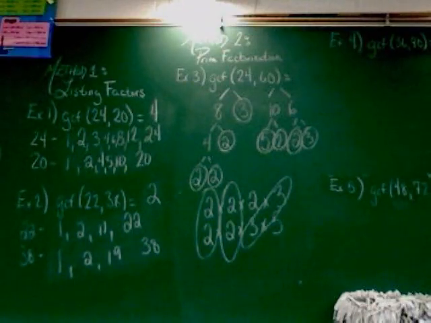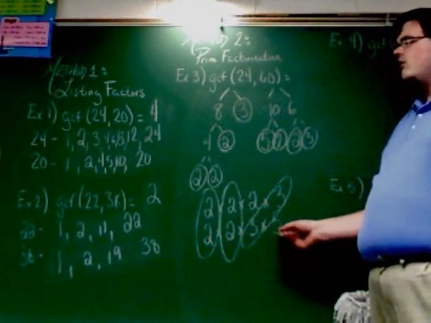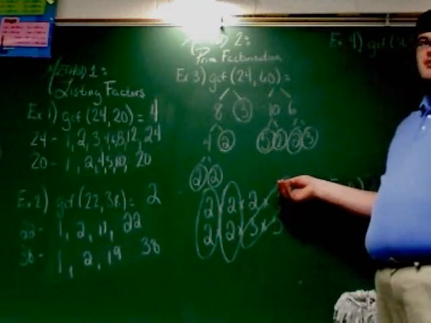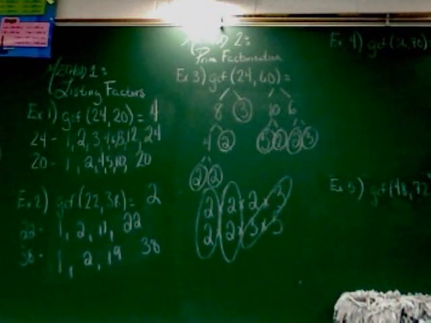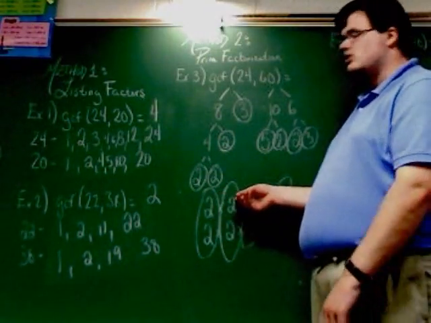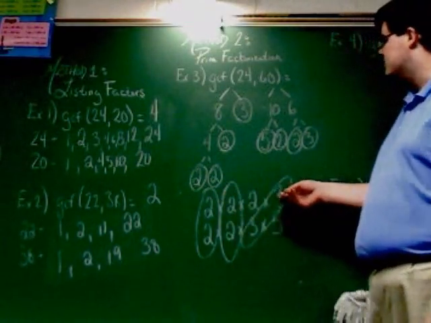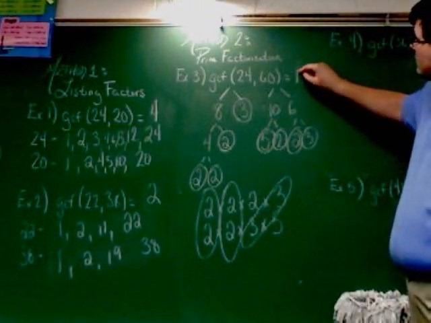Step 4 says to multiply one row of the likes together. Now here's where you make a decision. Not that it's an important decision, but you pick the top or the bottom row. I'm going to pick the top row. You're going to multiply together all of the circled numbers. So I've got 2 times 2, which is 4, times 3, which is 12, and that's the greatest common factor.